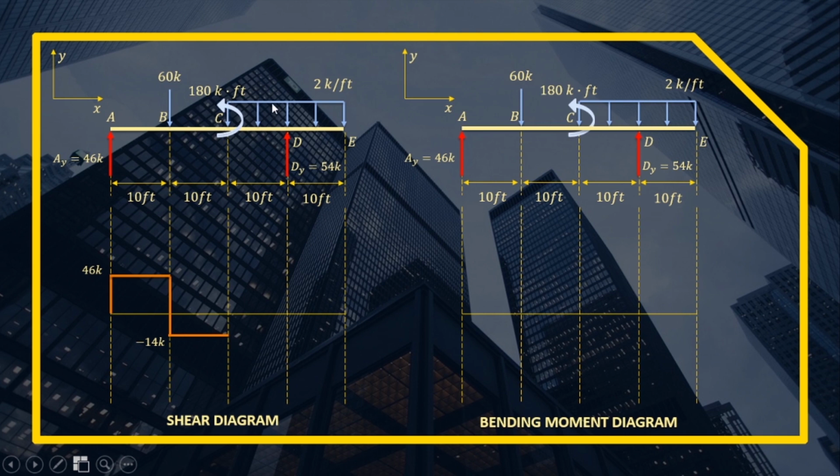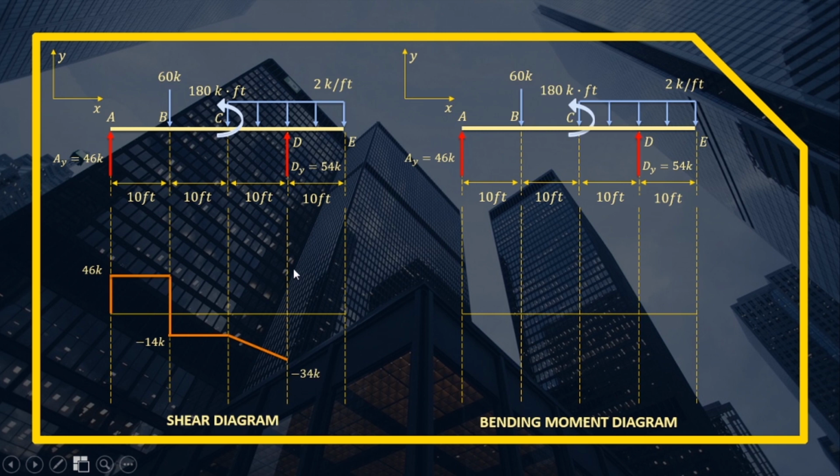So this is downward, so this is negative 10. So negative 2 times 10 to get the concentrated load. From negative 14, we subtract the area of the load again. Negative 14 minus 2 times 10, because our distributed load is downward. Negative 14 minus 20, that is negative 34.